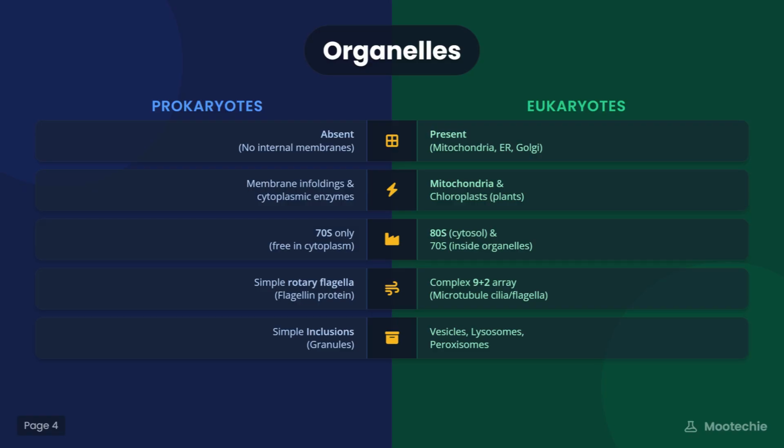For eukaryotes, a variety of membrane-bound organelles are present, including mitochondria, the endoplasmic reticulum, and the Golgi apparatus. Plants have the additional organelle, chloroplasts. They contain both 80S ribosomes in the cytosol and 70S ribosomes inside mitochondria and chloroplasts. They have complex whip-like structures for movement, called cilia and flagella, which have a sophisticated 9+2 array of microtubules. They also use various vesicles, lysosomes for digestion, and peroxisomes for detoxification. The remaining values in the table follow this pattern of contrast and can be referred to directly.